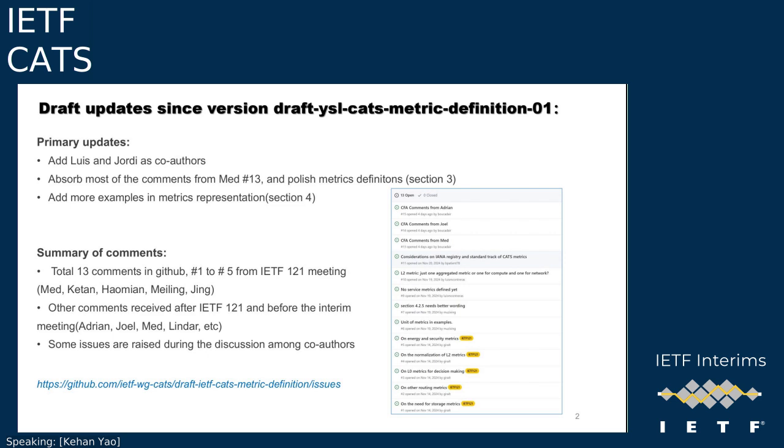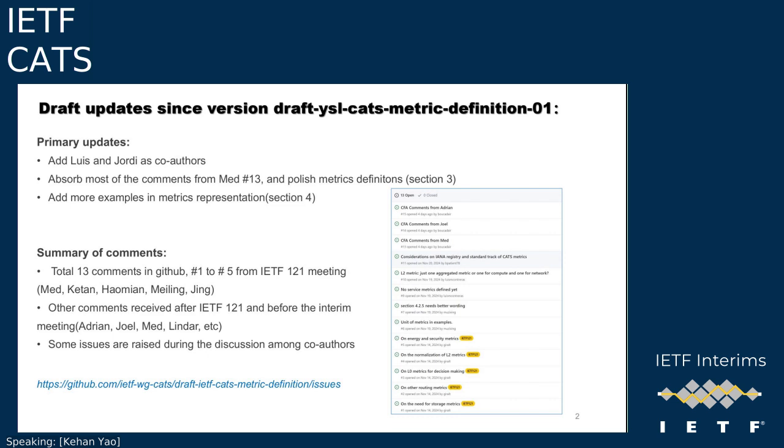So here are some very quick updates since the individual draft. The primary update: we added co-authors Louis and Jordi, and then we negotiated with each other on the two individual drafts during the last IETF meeting. And then we absorbed most of the comments from Matt, number 13 in GitHub, and then we polished some metric definitions, and then we asked for the adoption call, and we added some examples in metric representation in section 4. So these are the primary updates from the individual draft to the current working group document.